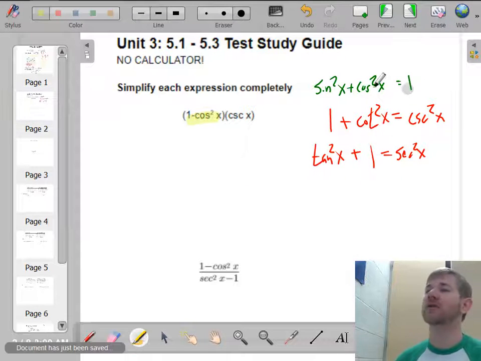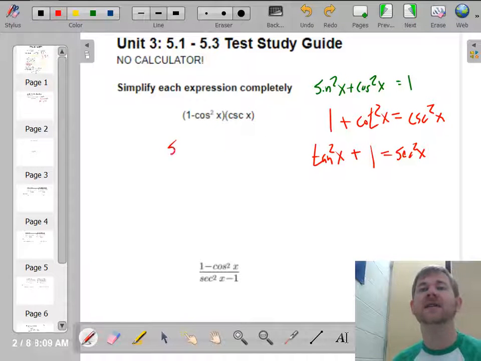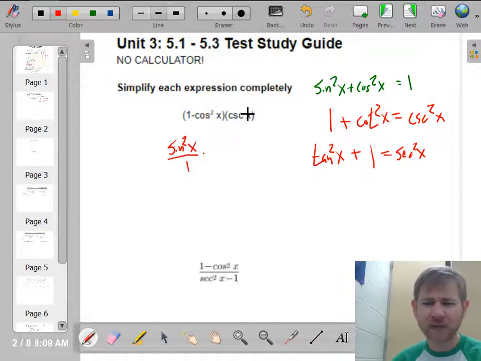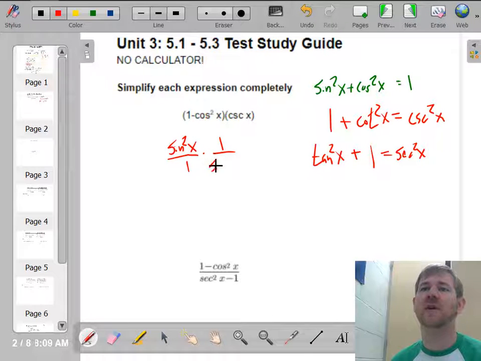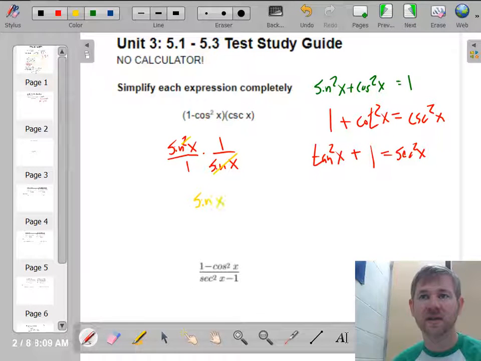If you see 1 minus cosine squared, you're like, hey, that's a thing. That's sine squared, so I'm going to say sine squared x, and I'll write that over 1. Cosecant x, I'm just going to write as 1 over the sine of x. Now, if you look, you're dividing. The fraction bar is division, so I can undo that with the division. One of the sines will cancel out, and you just get the sine of x. Cool, that's not too bad.